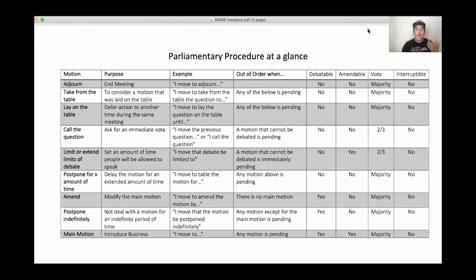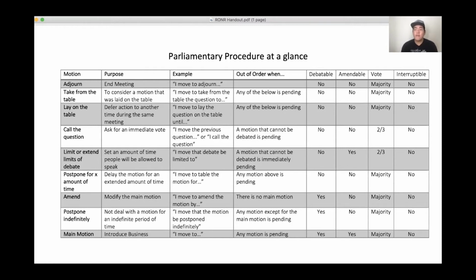So if you ever need to check on if a motion is debatable, that is what the debatable column is good for. And as a general rule of thumb, we basically never debate something that relates to if we're going to keep on talking about something. So those are things like going immediately to a vote, extending time, postponing the discussion of something, all of those different things.